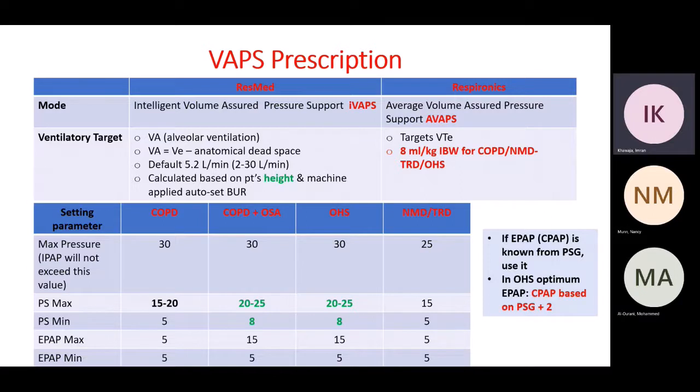So, do you have any questions? Are you with me? Yeah. Okay. So we're not using the IVAPS, but I put it here for you to know about.